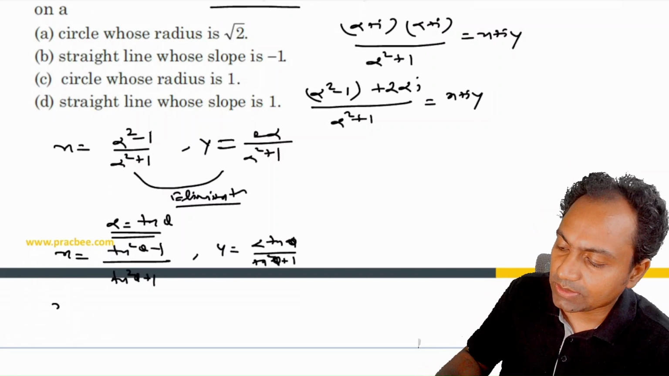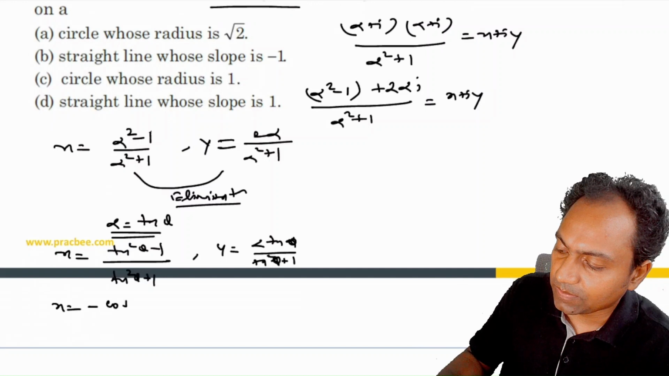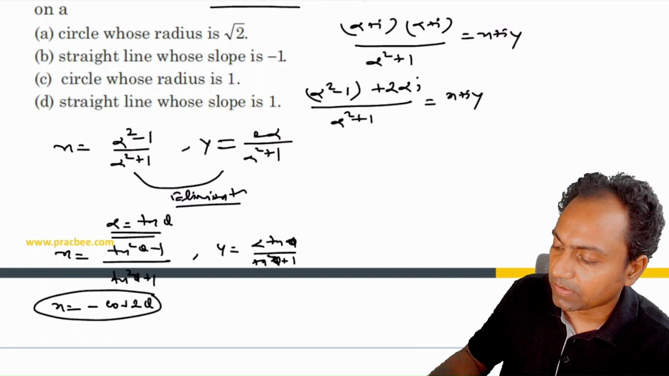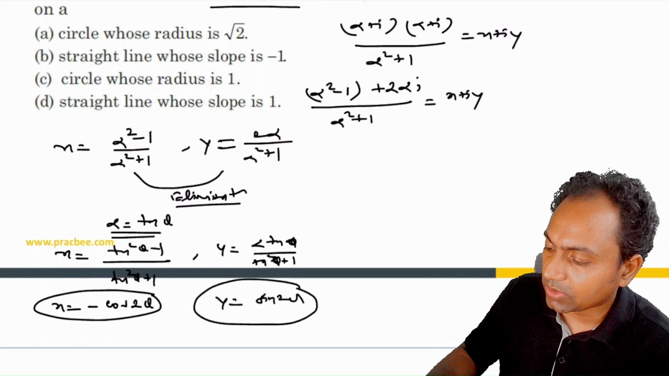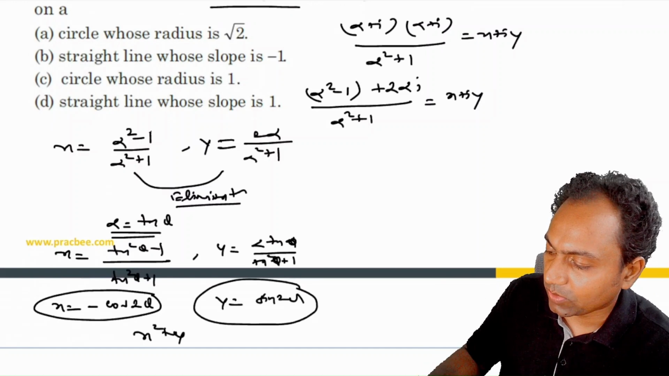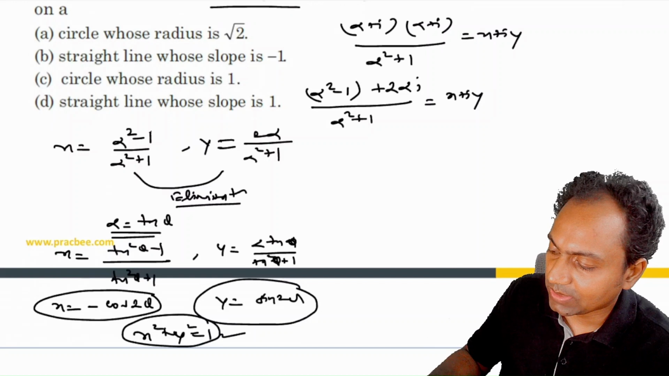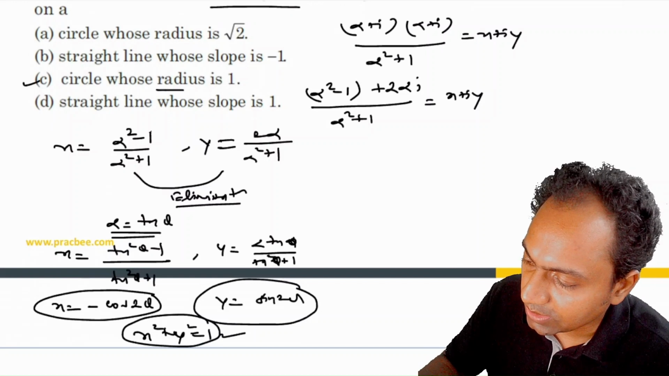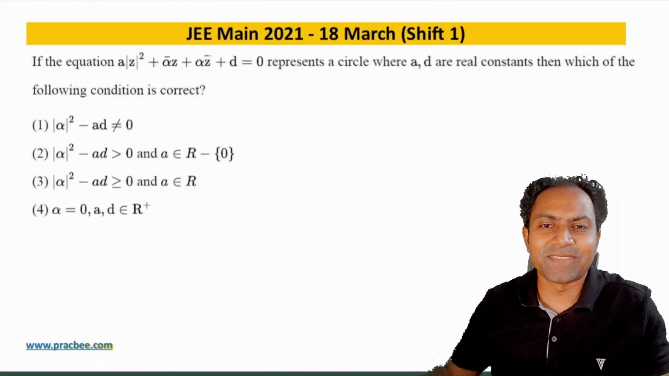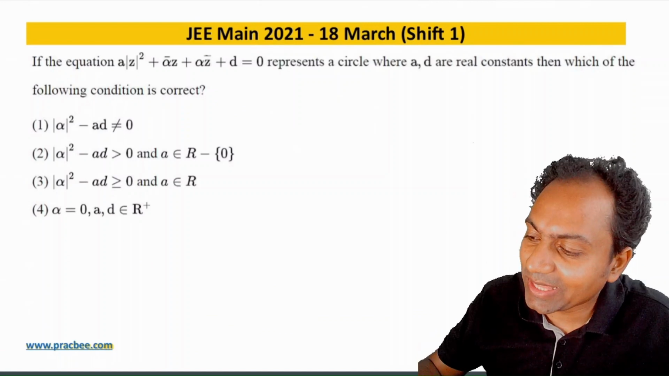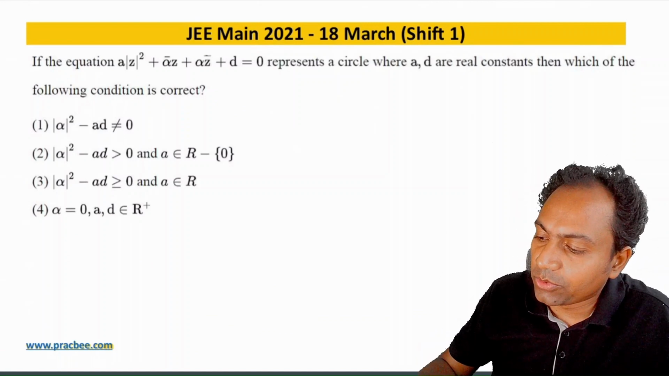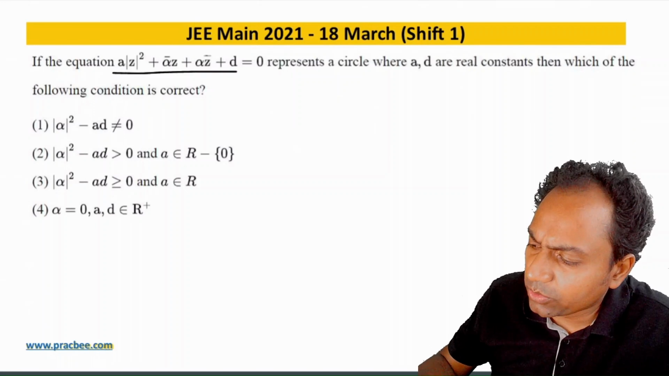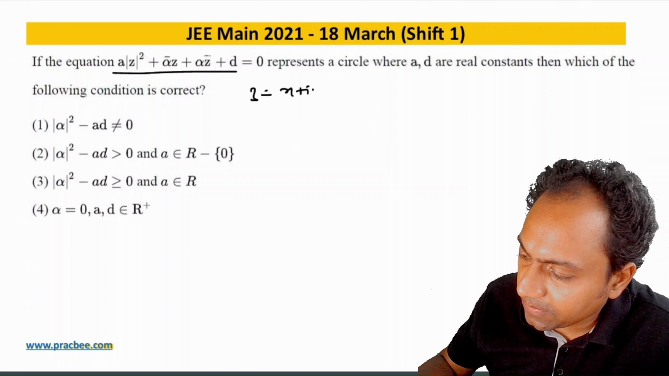So what you can see is that in place of x we are getting minus cos 2 theta, and in place of y we are getting nothing but sine 2 theta. So I can eliminate and write x square plus y square equal to 1. You can see that it comes out to be a circle whose radius is 1. Now this is a very intelligent question based on geometry of complex numbers and quadratics. So how to do this question? What we are going to do is, instead of z, let us put x plus iy.